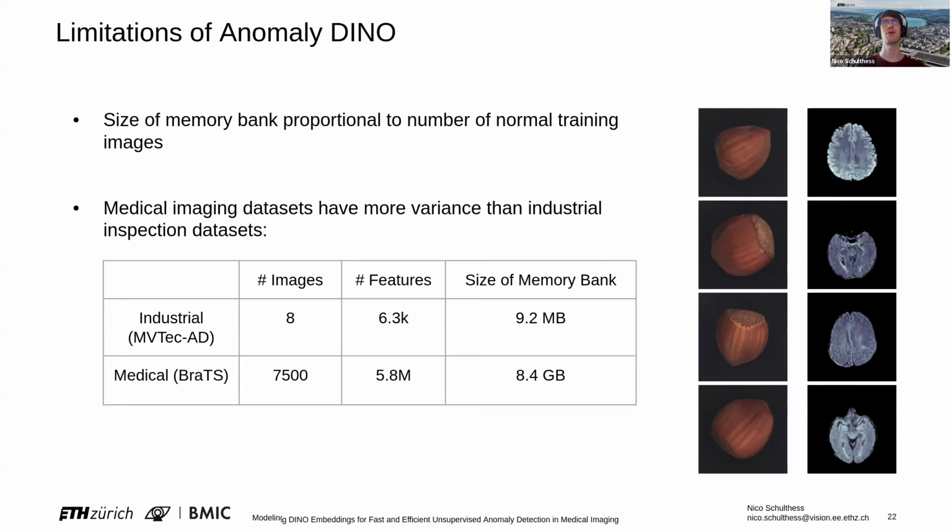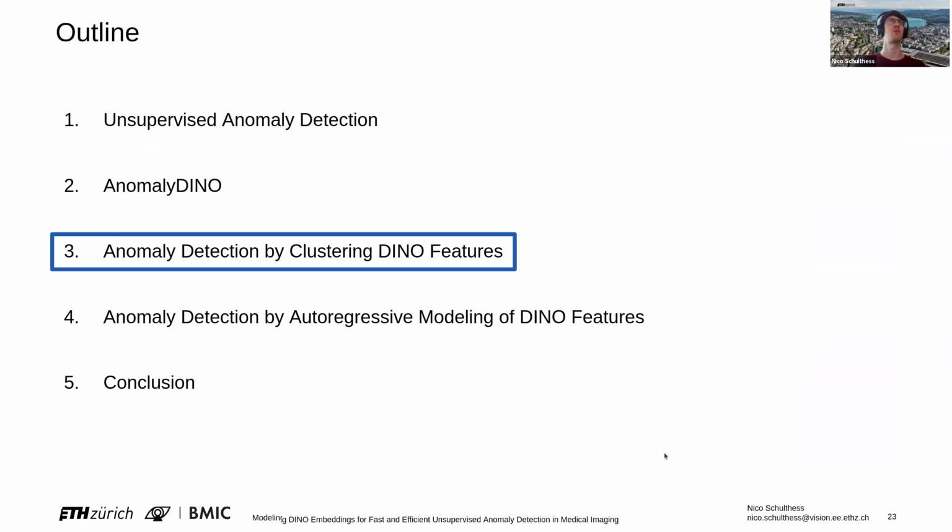However, during testing, you have to do this nearest neighbor search for every patch in the DINO feature map, and you have to do the nearest neighbor search with almost 6 million vectors. This is a very costly operation. So the runtime and memory use really start to explode when you use already 7,500 images, and when you go bigger with the training dataset, it gets even more extreme. And this is a limitation we wanted to address in our next work.